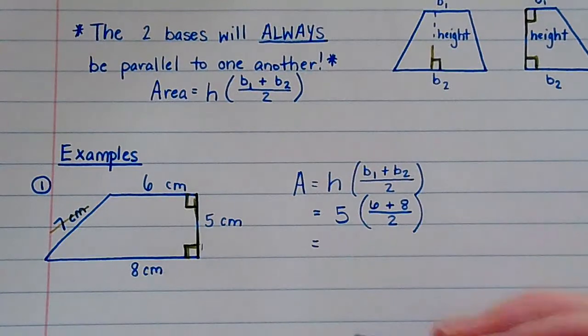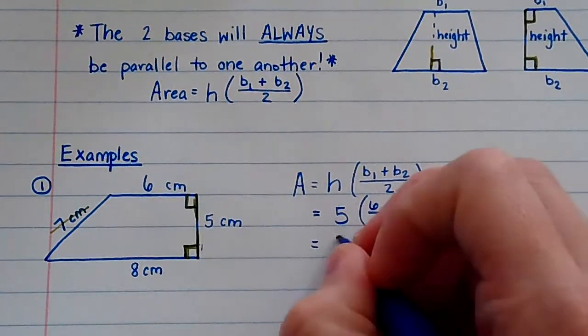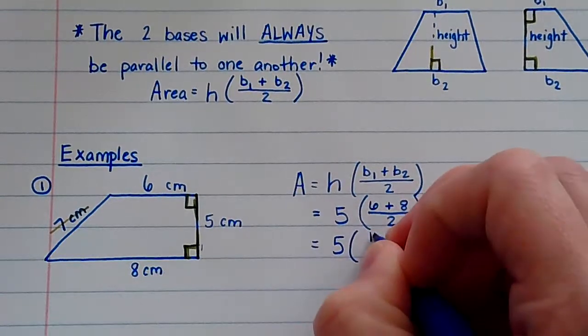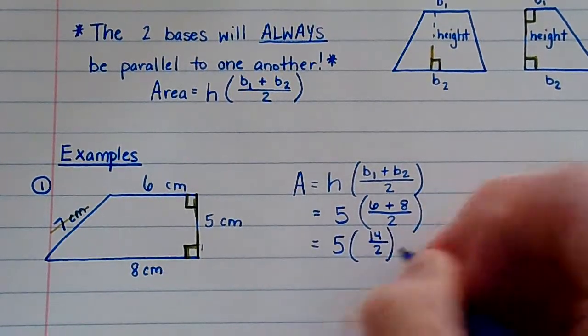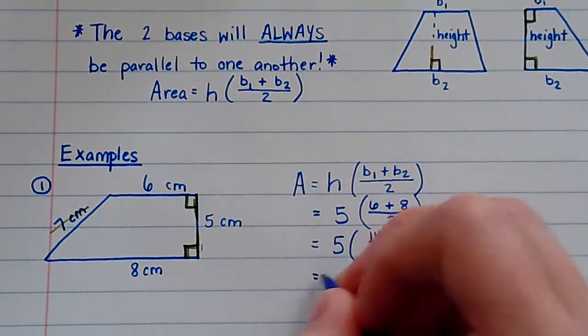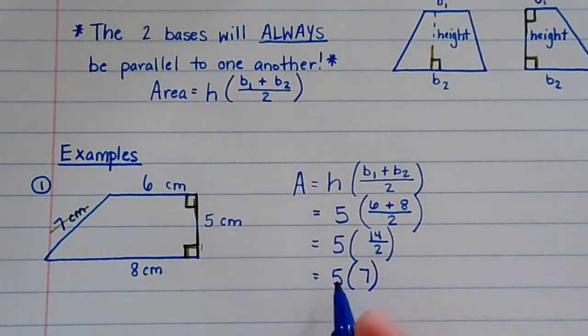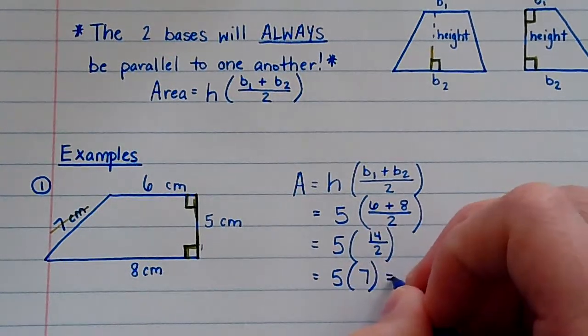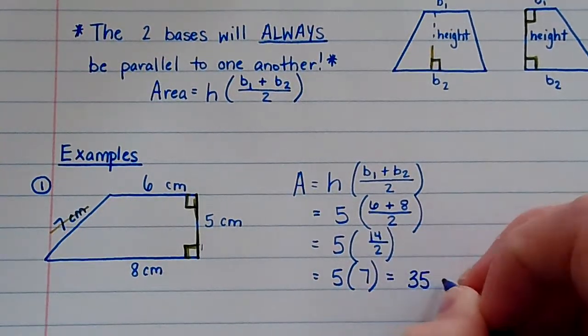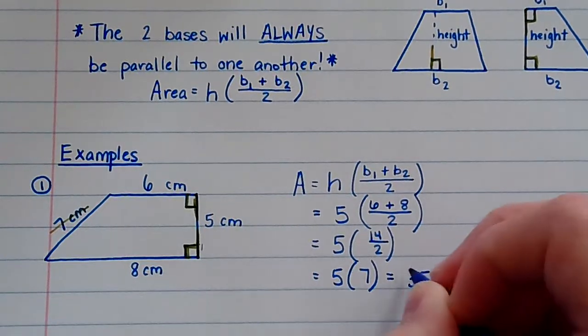Remember, solve everything inside the parentheses first, and then we'll do the outside. So 6 plus 8 gives me 14. All right, 14 divided by 2 is 7. And remember, when you have a number beside a parenthesis, it just means you're multiplying. 5 times 7 leaves me with 35 centimeters squared.